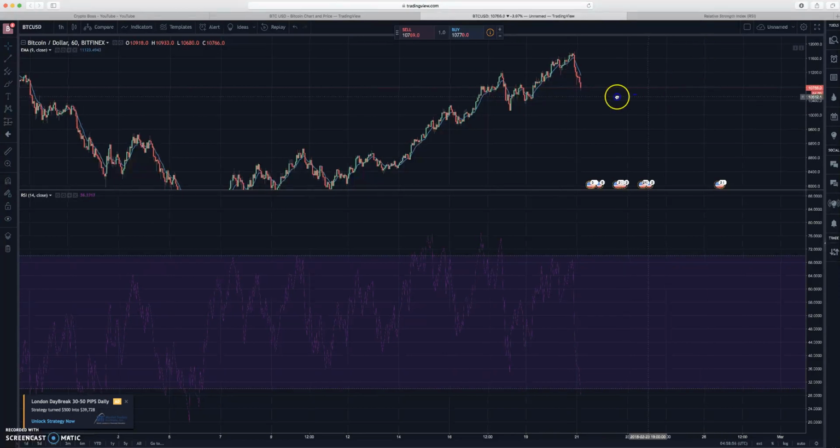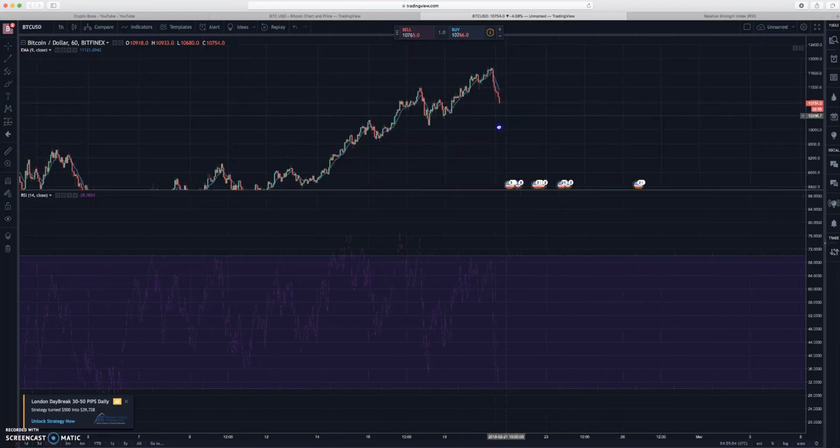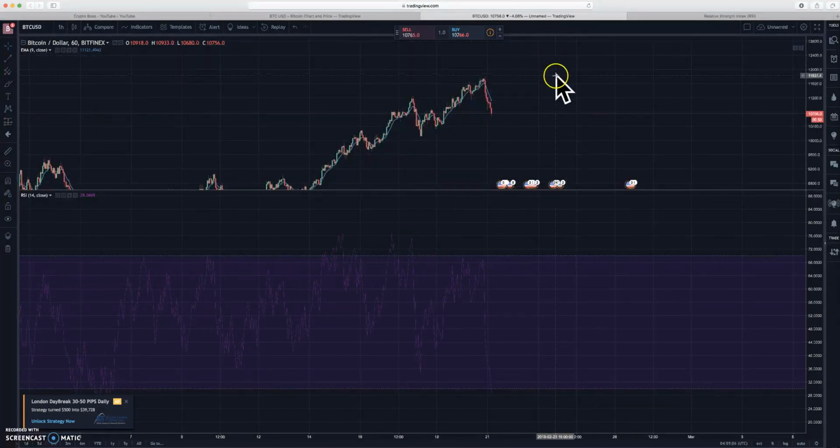So if you're following Bitcoin right now, it looks like we're breaking into the oversold territory. So maybe we'll see some bullish divergence here, and we'll see a higher high in the future.